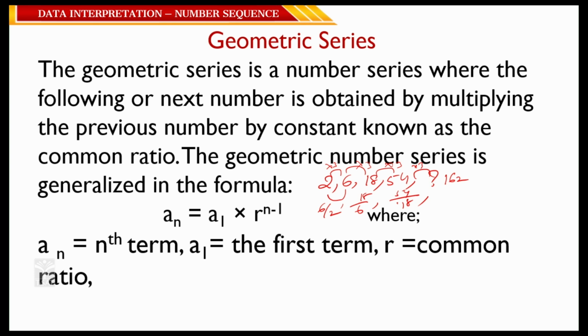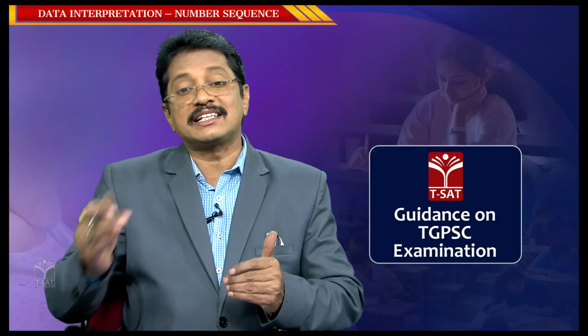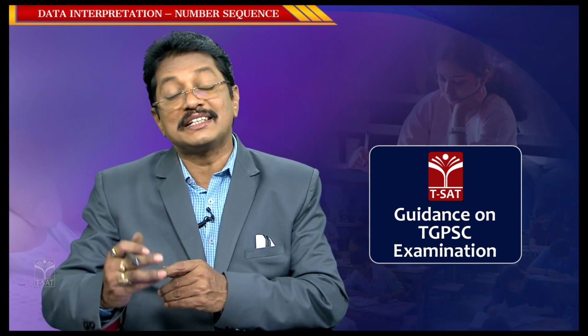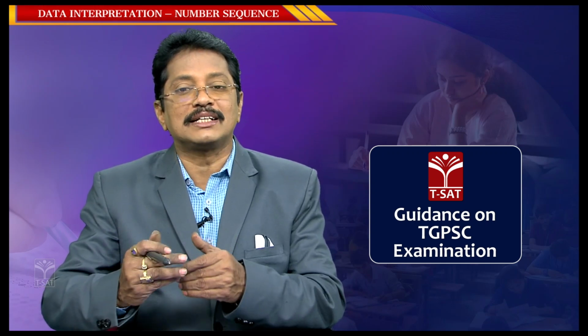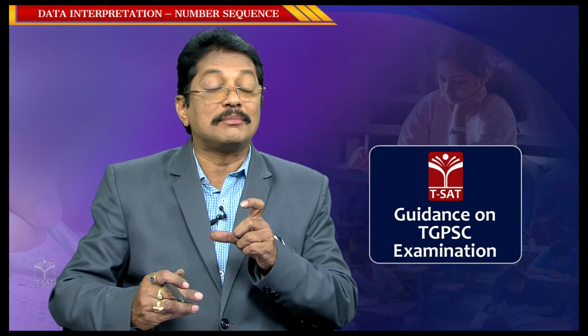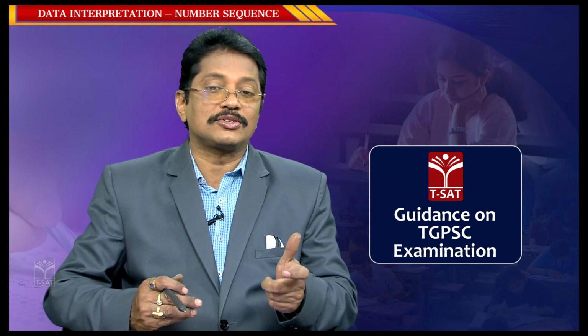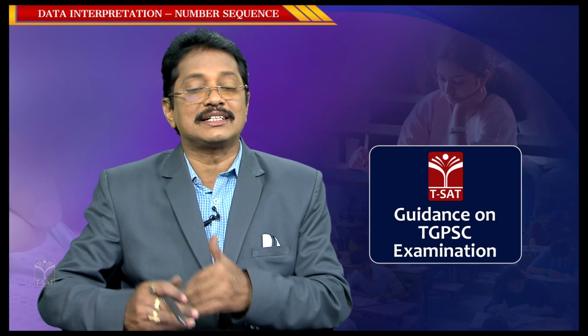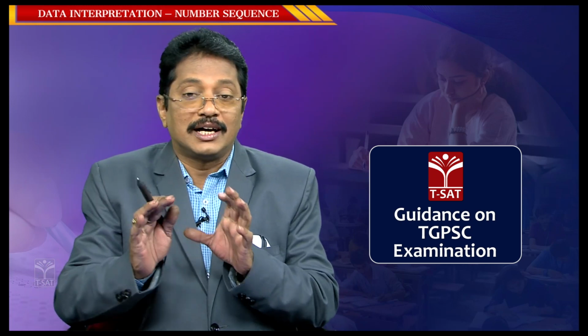Is it clear? Here the next number is generated by multiplying with a fixed number. That number is said to be the common ratio. In arithmetic progression, that is called the common difference. Here we will call it a common ratio. Do you understand here?